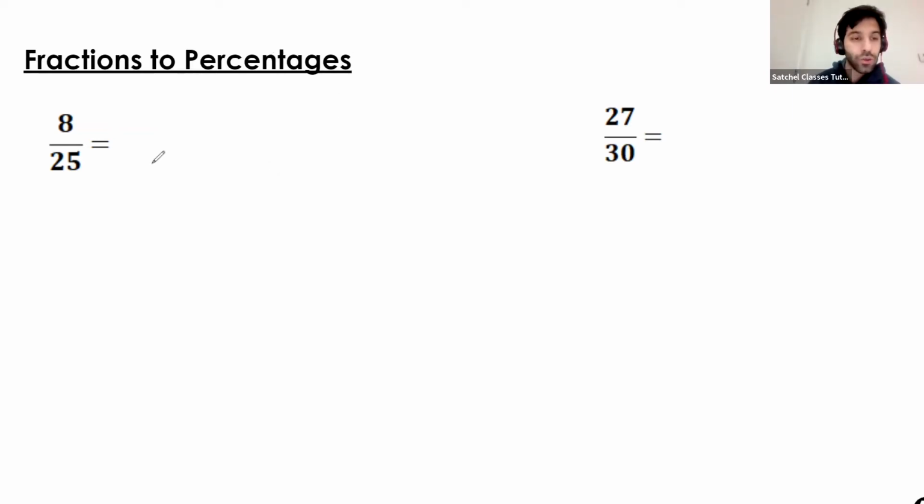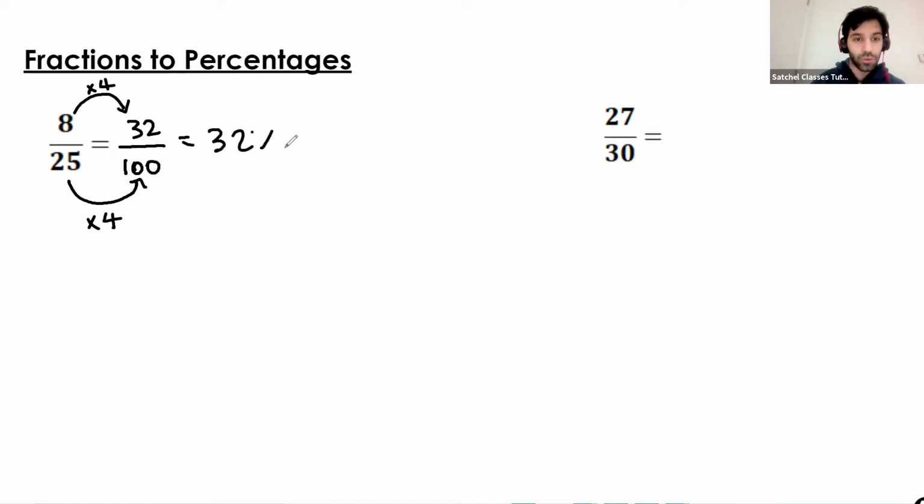So what we need to do is to rewrite our fractions as fractions out of 100. That will make life a lot easier. 25 goes into 100 4 times, so we have to multiply 25 by 4 to get to 100. Therefore, we would do the same to 8. 8 times 4 is equal to 32. Therefore, 8 over 25 is equal to 32 over 100, which is equal to 32%. 32 per 100 is the same as 32%. So 8 over 25 is the same as 32%.